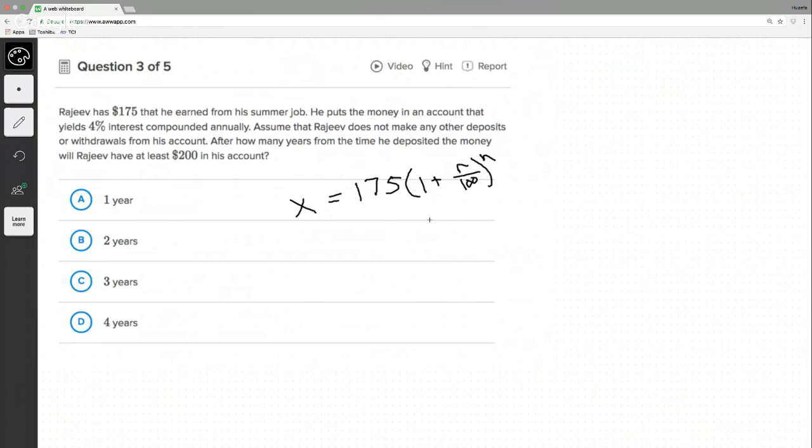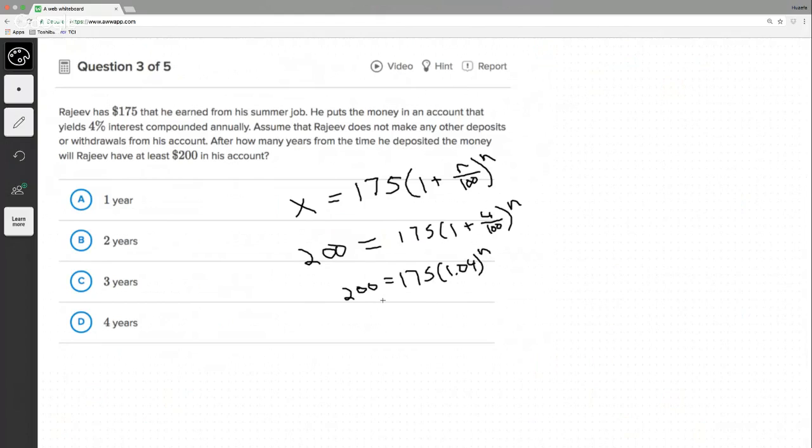Okay, so what is our rate? Rate is 4. So it's 175 times 1 plus 4 over 100 to the, and what we're solving for is actually n. And actually our X, our final value, is 200. We don't need an X here because that's what we're looking at. Okay, now that we know this, we can go ahead and solve this. And this right here, by the way, is 1.04. So we take 200 equals 175 times 1.04 to the nth power.